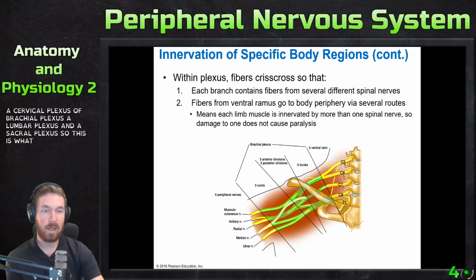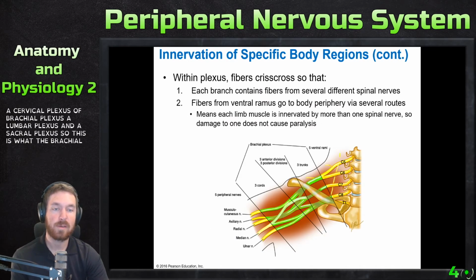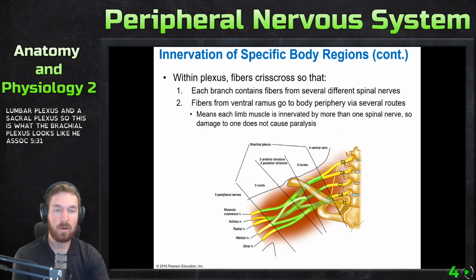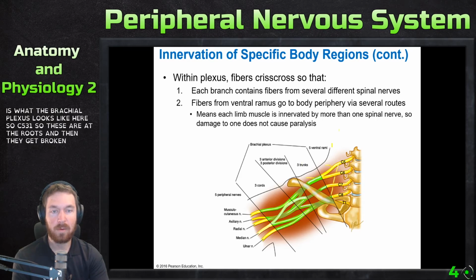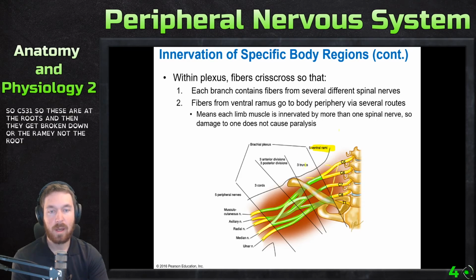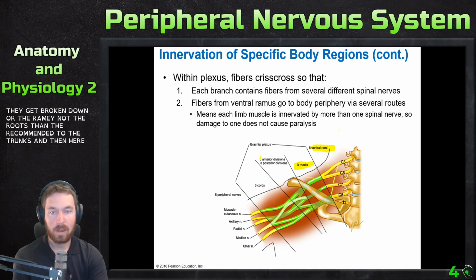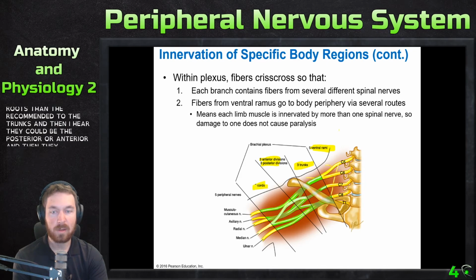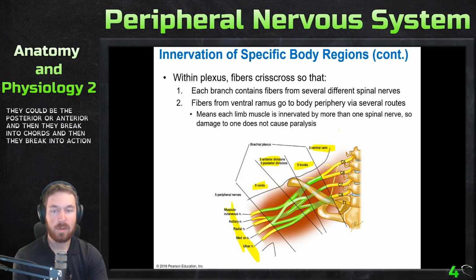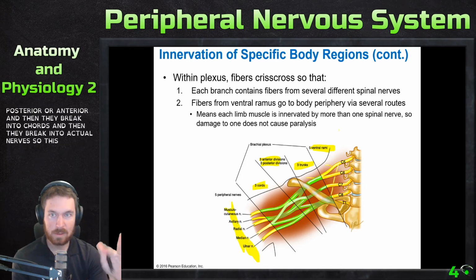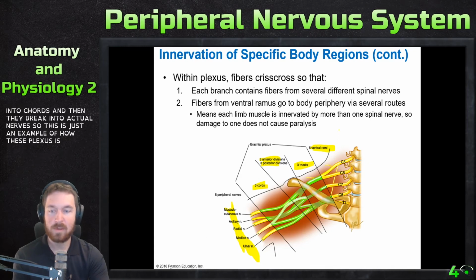So this is what the brachial plexus looks like here. C5 through T1. These are the roots, or the rami, not the roots. Then they get broken down into the trunks, and here they could be posterior or anterior, and then they break into cords, and then they break into the actual nerves. So this is just an example of how these plexuses crisscross and whatnot.